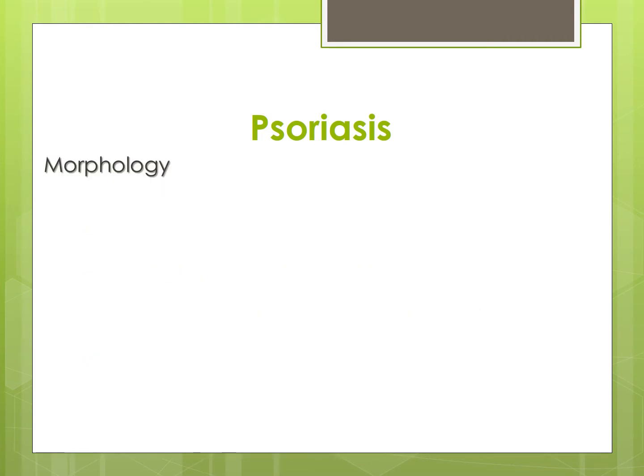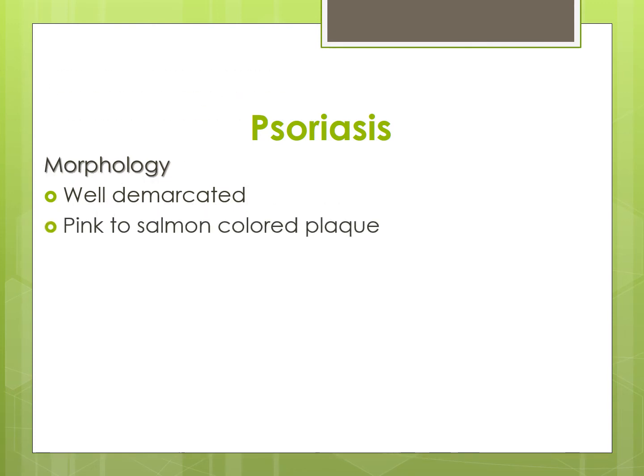Lesions of psoriasis are covered by loosely adherent silver white scales. When we try to remove these silver white scales, minute spots of bleeding or minute bleeding points develop, and these bleeding points give a specific feature that is called the Auspitz sign. Auspitz sign will be mentioned at the end of this slide.